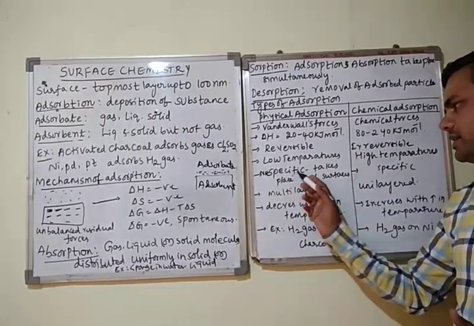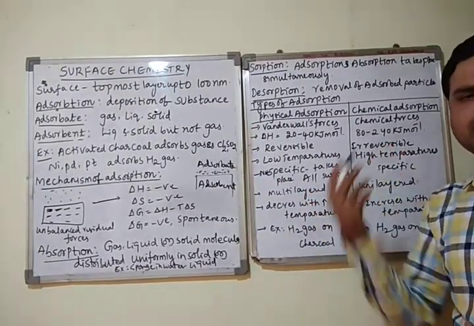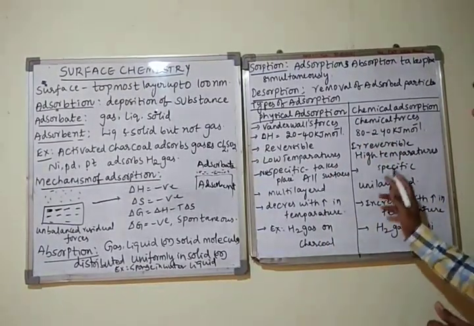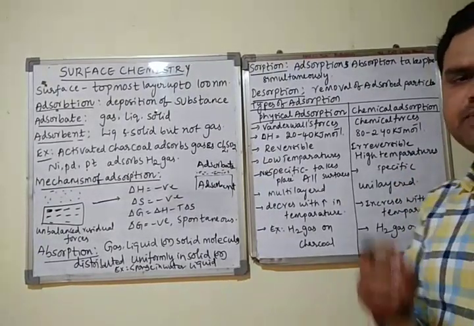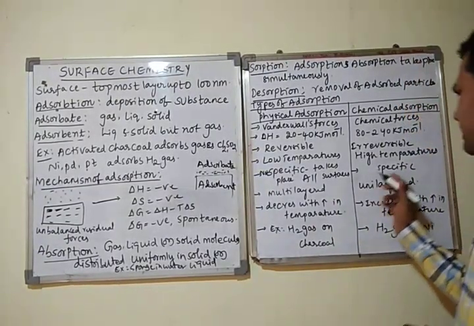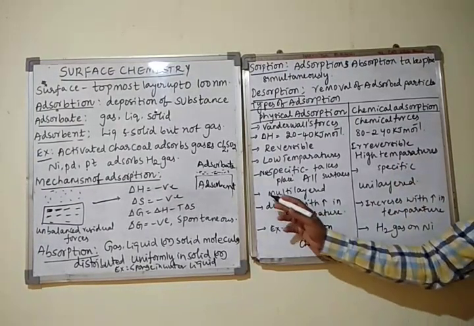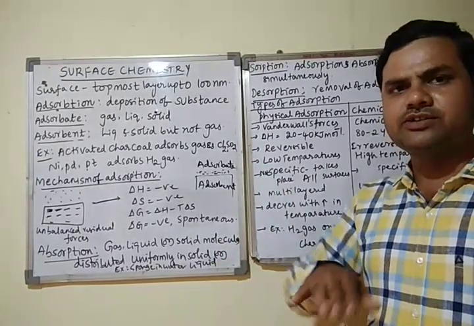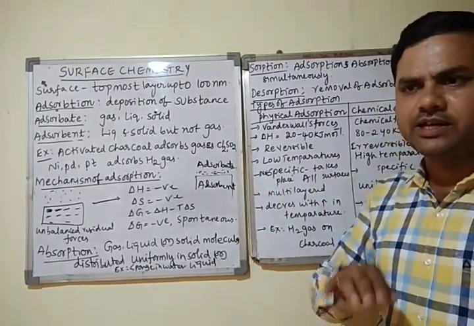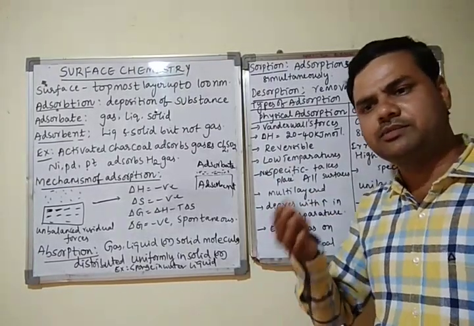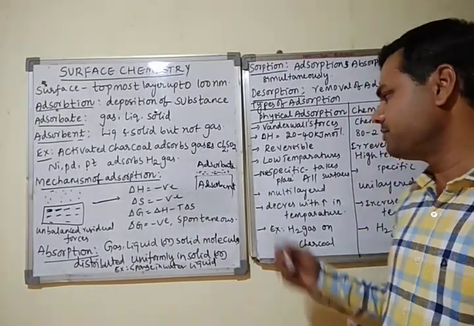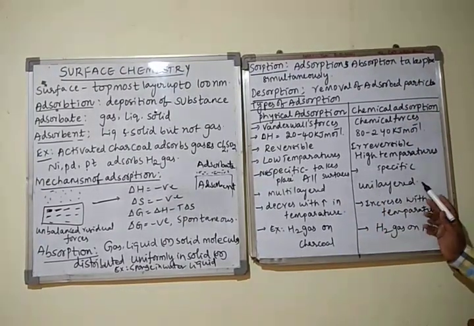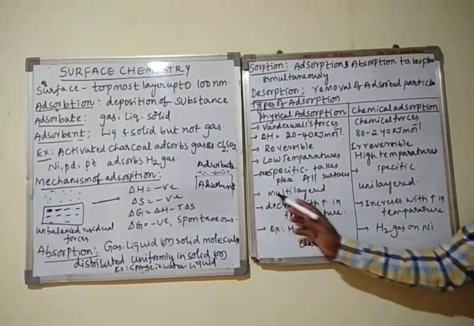Now, physical adsorption is not specific; it takes place on all surfaces. Chemical adsorption takes place only on some surfaces, so it is specific in nature. Physical adsorption is multi-layered: first one layer is adsorbed, then it goes to the second layer, then the third layer. Chemical adsorption takes place on only one layer, therefore it is unilayered.